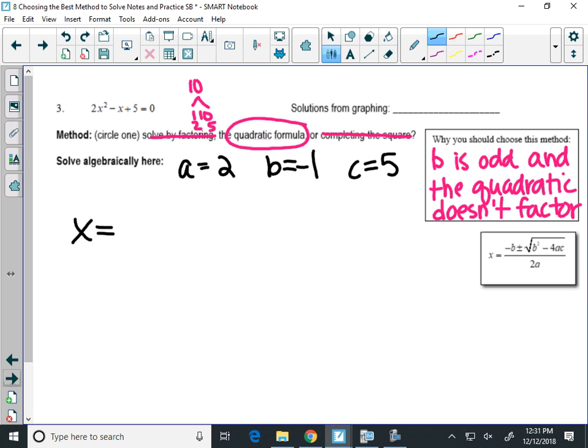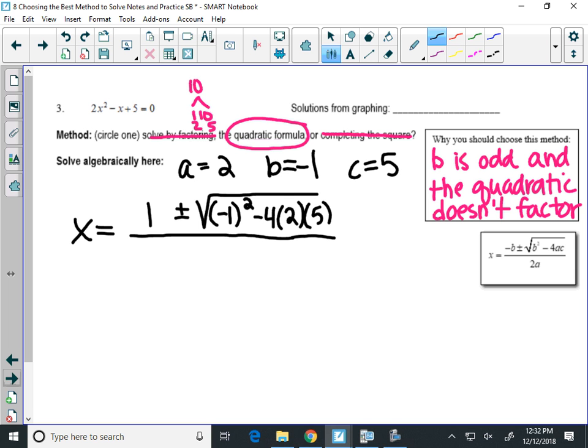So you start with x equals. You're going to have a big fraction. All the stuff we write down first goes on the top, the numerator of the fraction. Sometimes we get the fraction part messed up. We take the opposite of b, which is just positive 1 here, plus or minus a giant square root. Now, especially because b is negative, you need to make sure you put that negative 1 in parentheses when you square it in the discriminant. Minus 4 times 2 times 5. And that whole thing I just wrote down is the numerator. That all goes over 2 times 2.